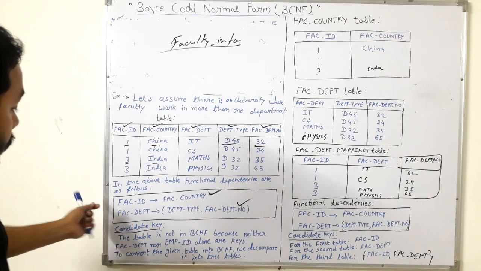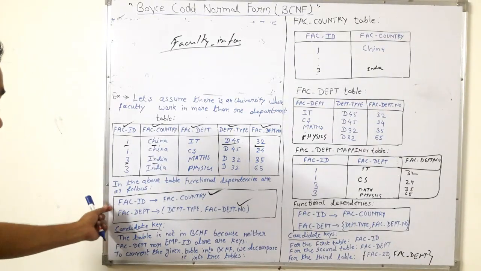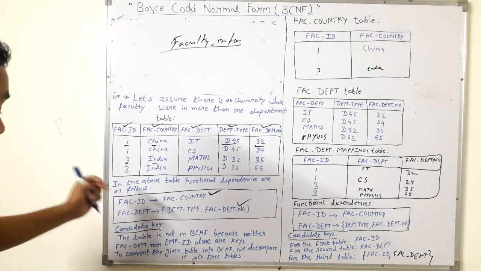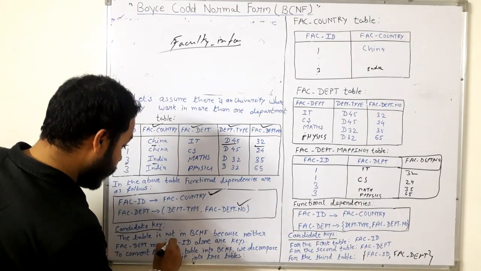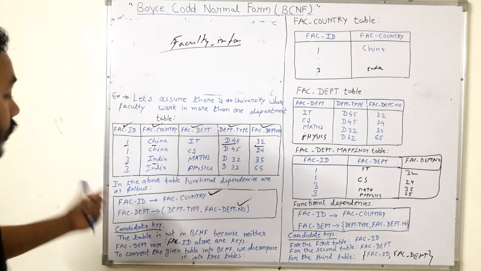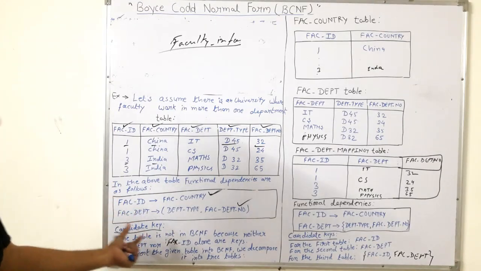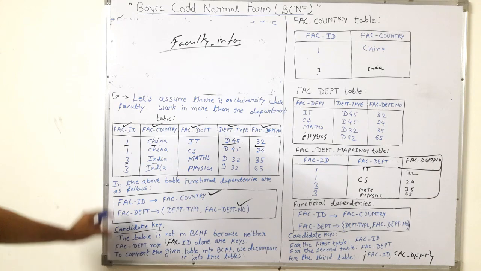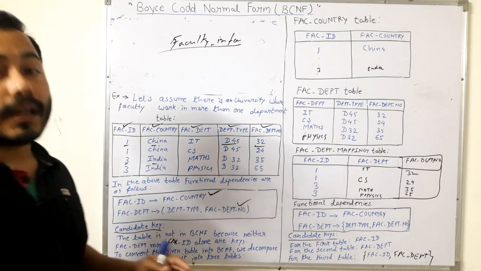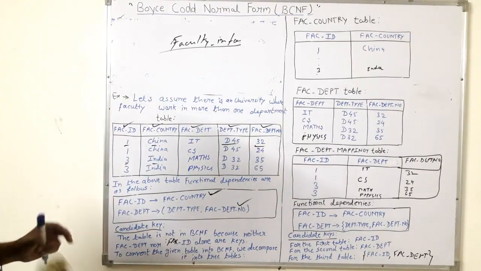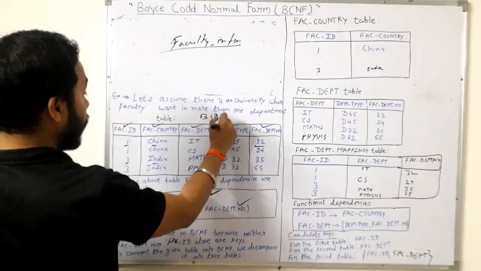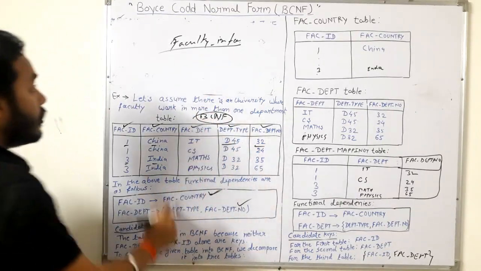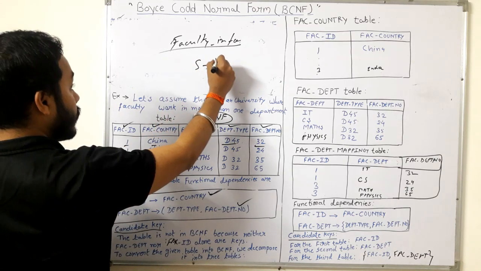Why? Because neither faculty ID nor faculty department can alone become the key. So they together form the key. Okay, so we cannot say that this is in BCNF. Got it? It means this part is not satisfied.